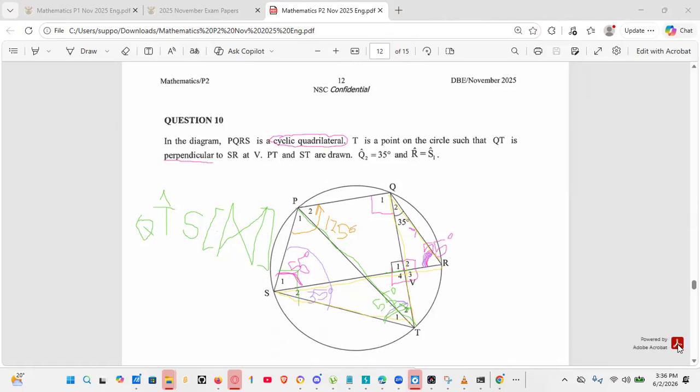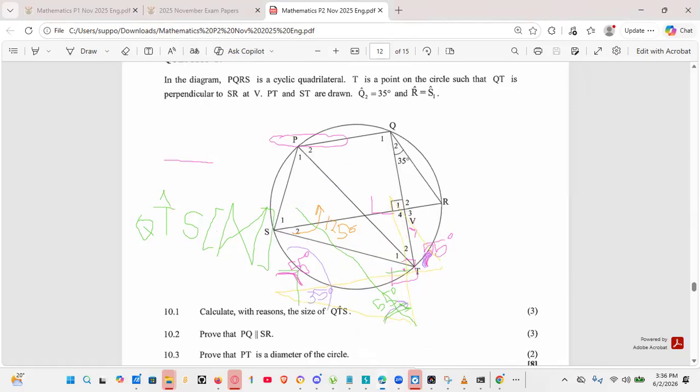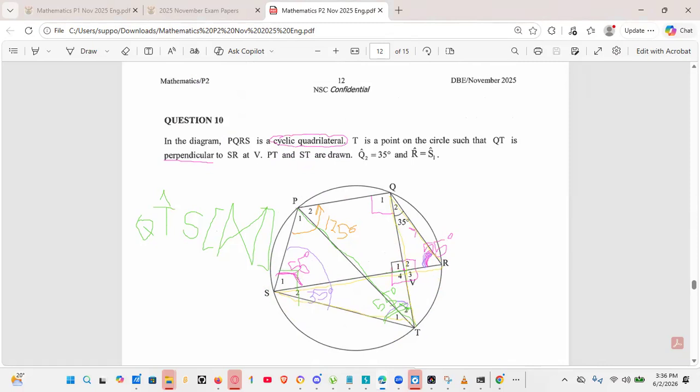Angles in the same segment. Then they want us to prove PQ is parallel to SR. So PQ parallel to SR.